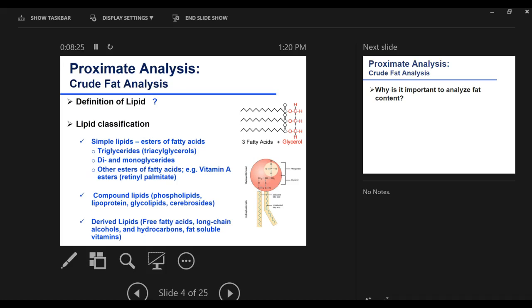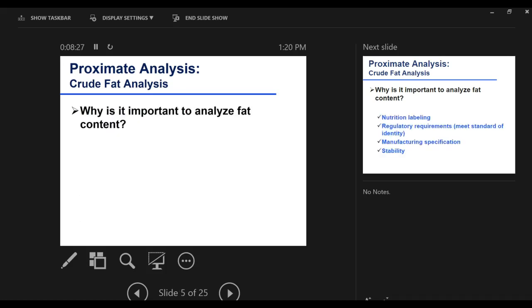Why is it important to analyze fat content? We always ask this question. We're doing this analysis. Why do we care? What's the first thing that would come to mind? Health claims. Okay, so low fats, skim milk, 2% milk. What else? Nutrition labeling. Oh, nutrition labeling. Yes. What else?